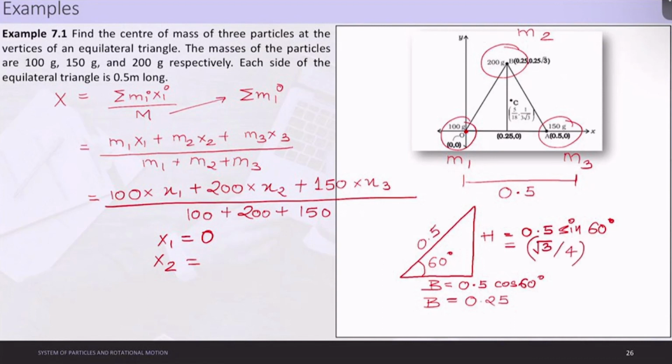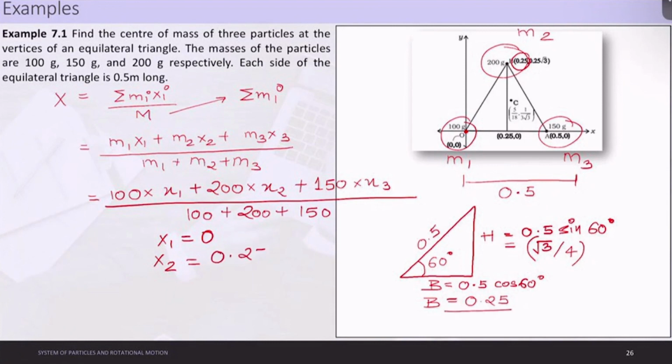So I hope you understood how we got these values. Basically it's 0.5 into root 3 by 2 for this case, and it's 0.5 into 1 by 2 for this case. So 1 by 2 into 1 by 2 will give you 1 by 4, and root 3 by 2 into 1 by 2 will give you root 3 by 4. That's how we obtain these values. So what will be the x2 value? X2 value will be nothing but equal to 0.25, correct?